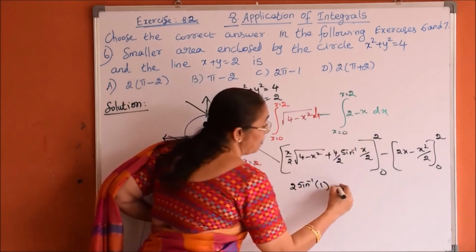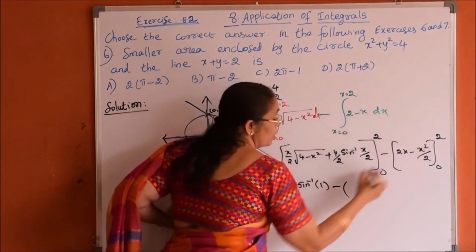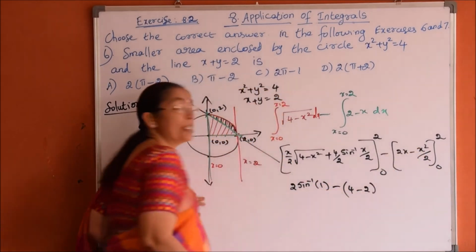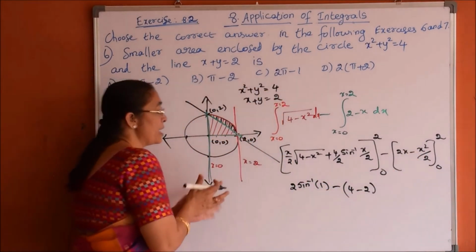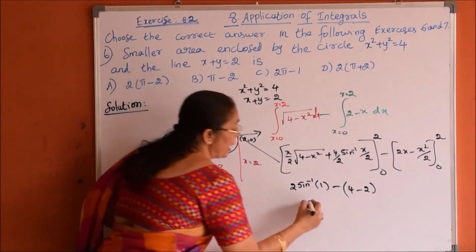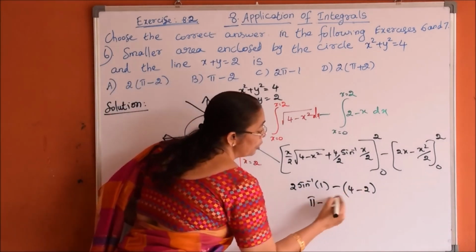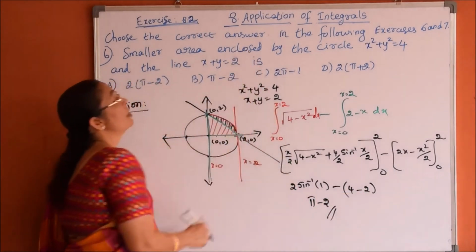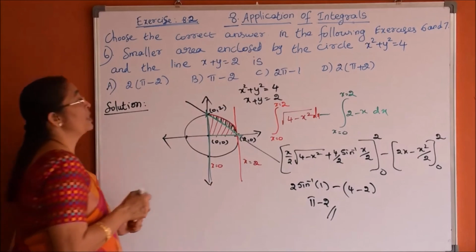Now coming to the second part, only the upper limit: 4 minus 4 by 2, which is 2. The lower limit is again 0. So, sine inverse of 1 is pi by 2. 2 into pi by 2 is pi. Pi minus 4 minus 2, that is 2. Pi minus 2 square units is our required area. Which option? Pi minus 2, option B.